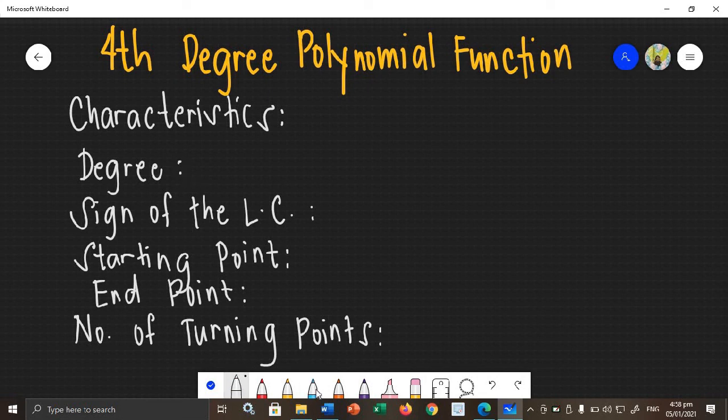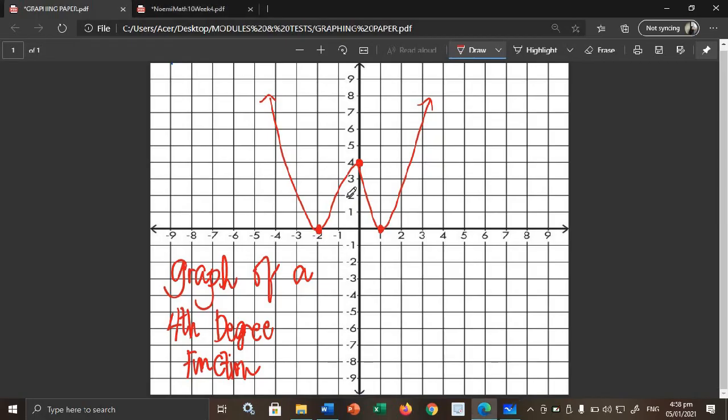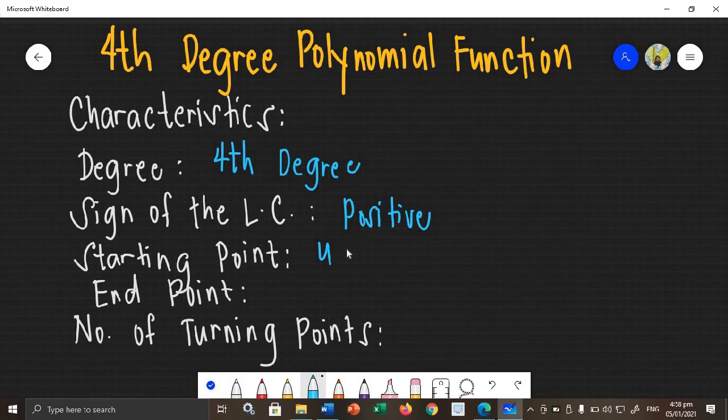Ayan. So in our example, the degree of the polynomial function given is the fourth degree. Okay? And then the sign of the leading coefficient is positive. The starting point is, according sa graph, upwards and endpoint upwards din. Ayon sa condition kapag positive yung sign ng leading coefficient, dapat pareho silang upwards. And then the number of turning points, that is n minus 1 or the degree minus 1, we have 4 minus 1, that is equal to 3. Okay? So that is how you graph a third and fourth degree polynomial function.